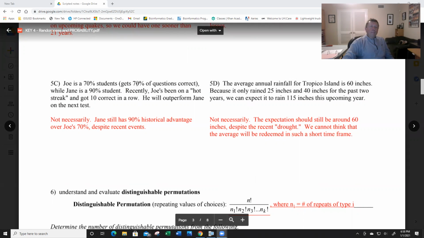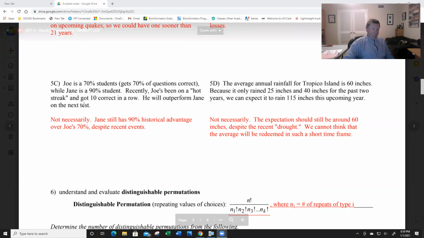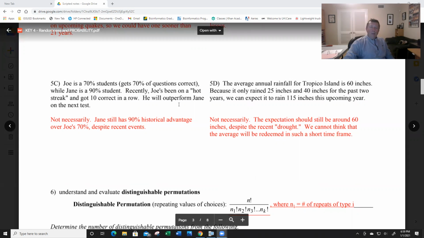Joe is a 70% student. Jane is a 90% student. Recently, Joe's been on a hot streak and he got 10 in a row right. Will he outperform Jane on the next test? Not necessarily, if Joe is still a 70% student. He may just have done well in recent events.